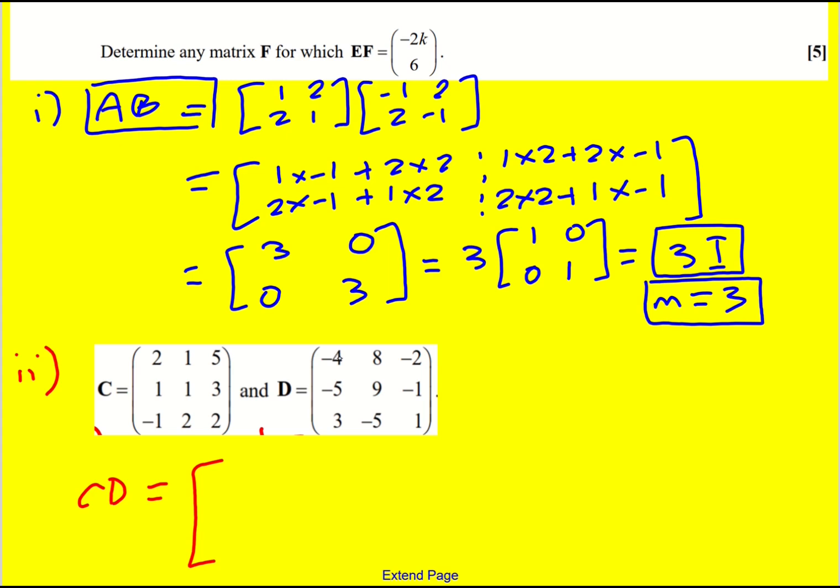2 times minus 4, minus 8, minus 5. Actually, no, I will show my working. Minus 8, minus 5, minus 8, minus 5 plus 15. And then 16, it's the 2 times the 8. I'm going down this column. 16 plus 9 minus 25. And then minus 4, minus 1, plus 5.